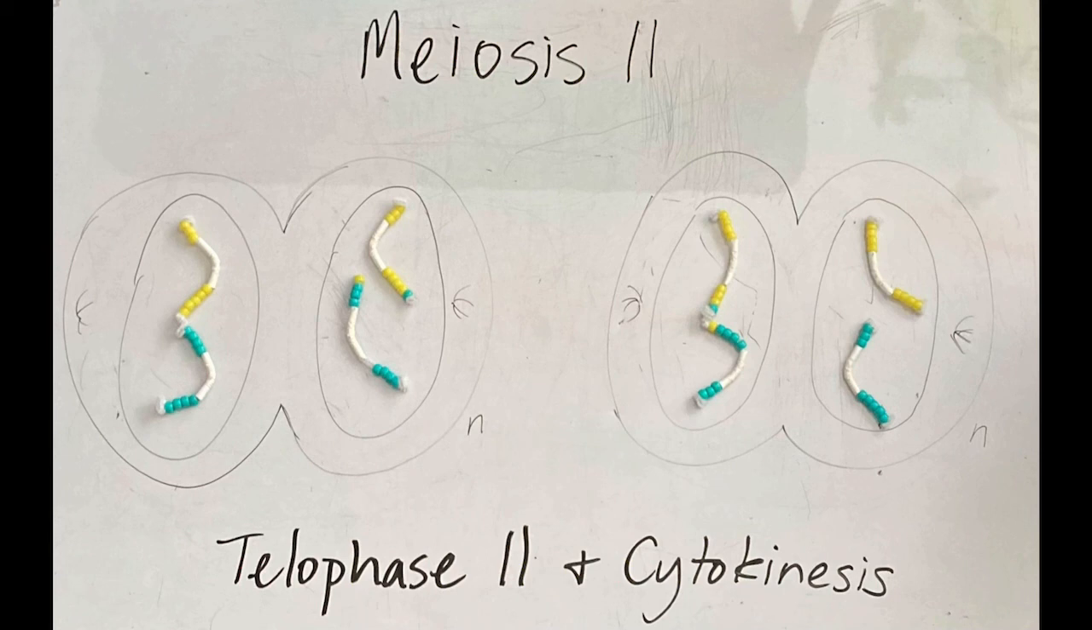Finally, we have telophase 2 and cytokinesis. So the nuclear envelope reforms around the chromosomes and the cytoplasm divides, leaving us with 4 haploid daughter cells from a single parent cell. So at the end of meiosis 2, we have 4 daughter cells that are genetically different from each other and the parent cell due to the crossing over, and they also each have half of the number of chromosomes compared to the diploid parent cell.